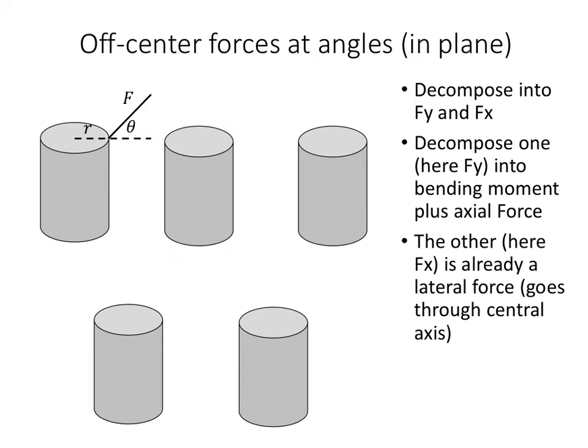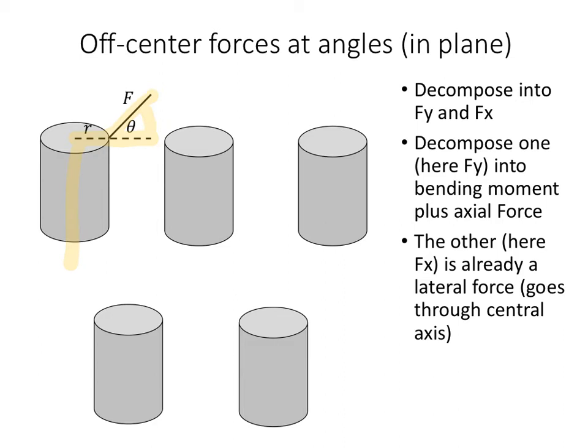We can also have off-center forces at angles. So this here, everything is in plane. What we have is the vector from the central axis out to where the force is applied that's perpendicular to the long axis of the beam, and then we have this angle at this position theta. This time we've chosen to draw theta from the x-axis. Again, these things can be defined different ways, just be clear what they are.